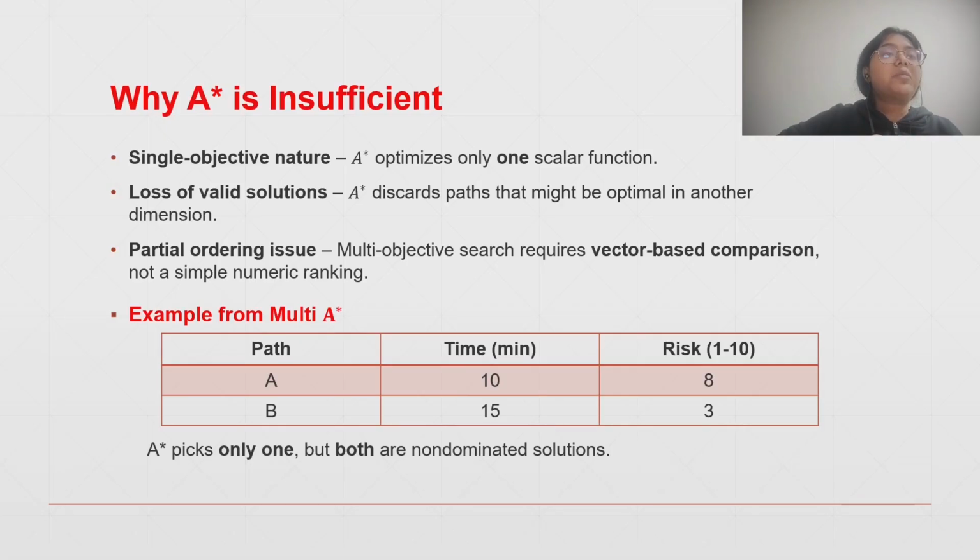For example, we have two paths, path A and path B. Path A takes 10 minutes and the risk factor involved is 8, and path B takes 15 minutes and the risk factor involved is 3. A star will always pick only one path based on either time or risk factor. But when more than one objective is required, A star won't work well and has to remove one possible solution. Here we can see both are non-dominating solutions. So we can choose A as well as B.